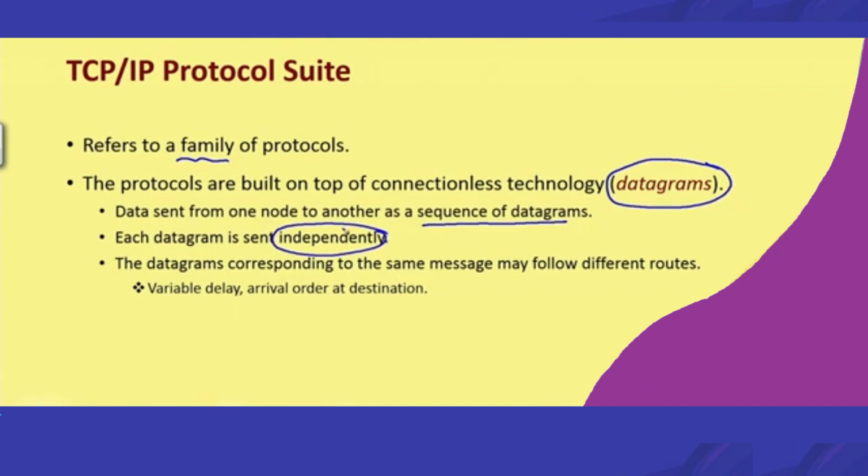And the same message can be broken up into several packets, and each of these packets or datagrams may follow different routes. So, delay may be variable. The arrival order at destination may be different. These already we have discussed earlier.